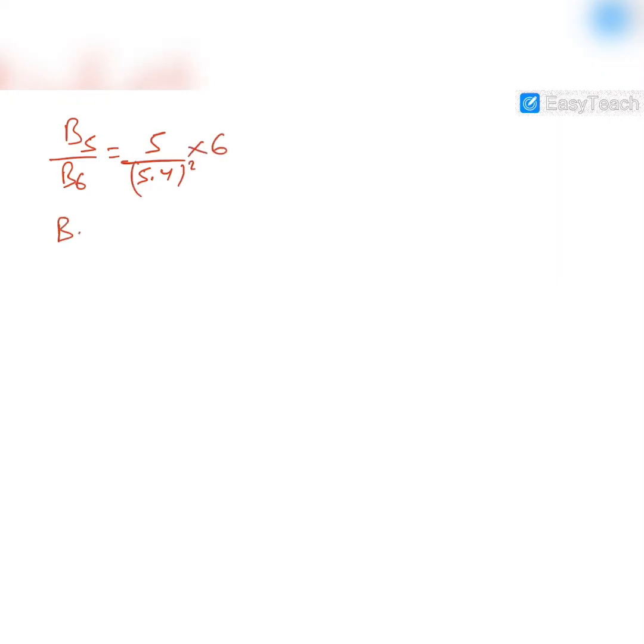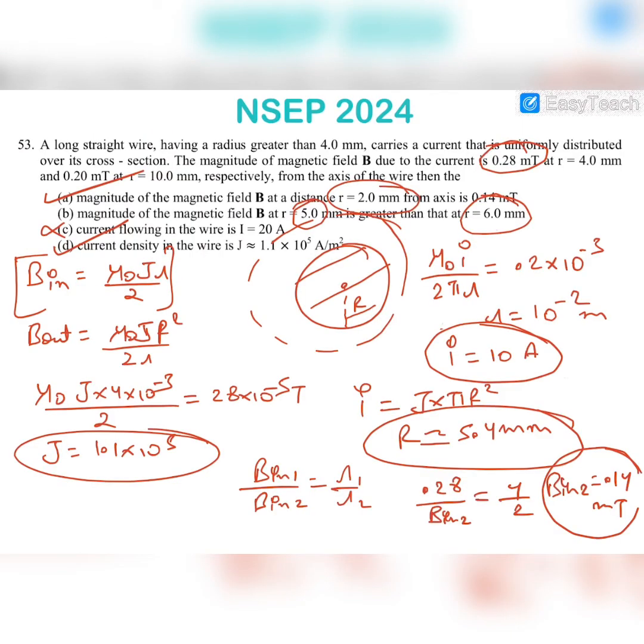So B at 5 upon B at 6 will be equal to 30 upon 5.4 whole square, which is slightly greater than 1. So B at 5 is greater than B at 6. So we can say that B is also a correct option. So the correct options are A, B and D. Now we move on to the next question.